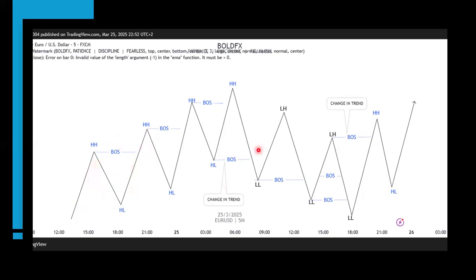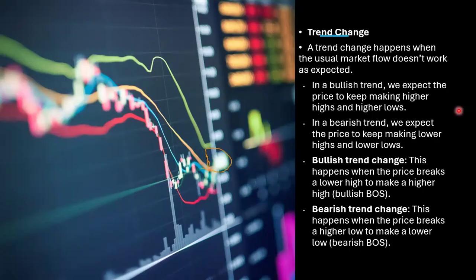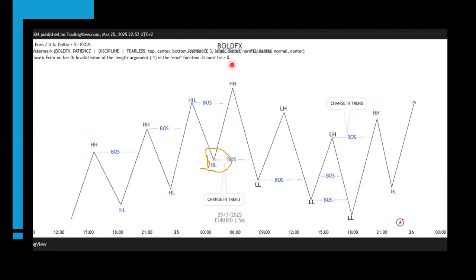The market is making a series of higher highs, and then right here you have a bullish trend change, right? Which goes back to the previous slide. A bullish trend change happens when the price breaks lower highs to make higher highs. So this is a bearish trend change. Sorry, that was my mistake, right? So here in this example, we have a bearish trend change because price broke a strong higher low right there.